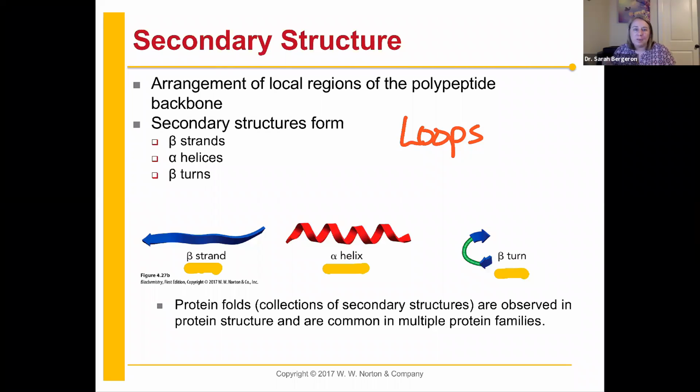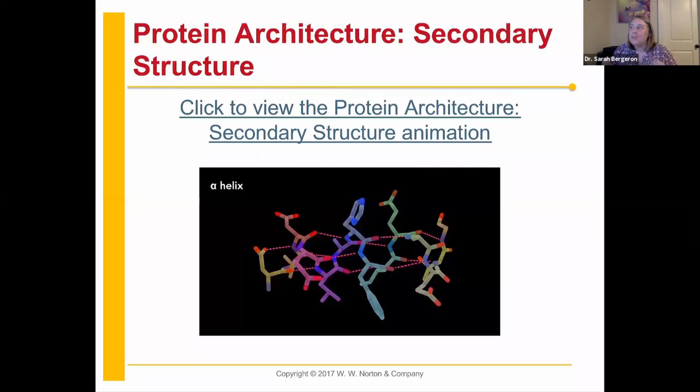So what I want to do first is I want to show you, if I can click to the next slide, a little animation of this secondary structure, because it's really hard to talk about without kind of seeing in 3 dimensions. So I want to show you this. So hang on, I'm going to see if I can make this go.